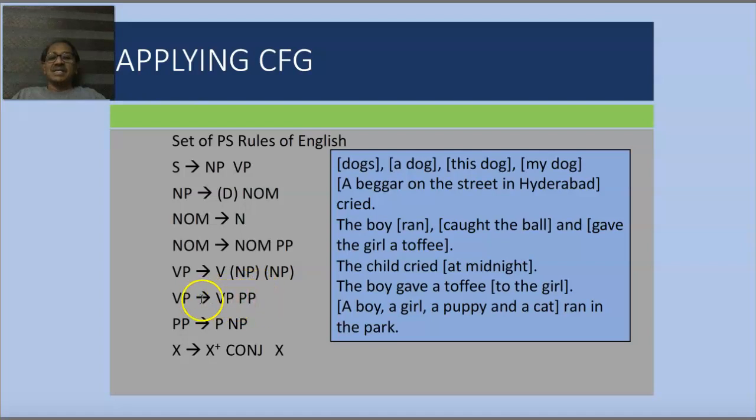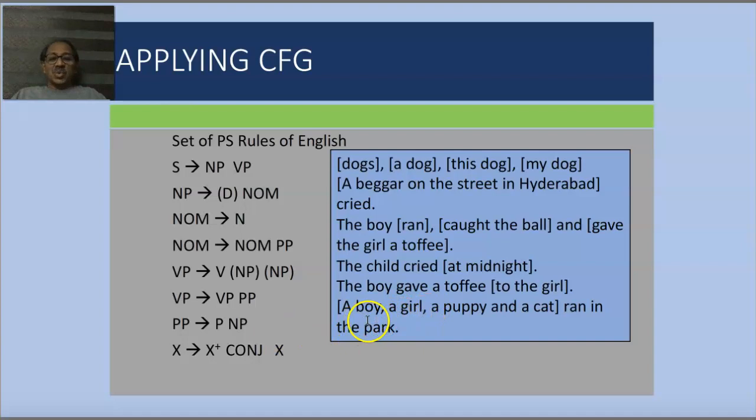And we're calling it, we have the rule VP consists of VP and a PP. What's a PP? When we say a PP, to the girl or at midnight, what do we have? A noun phrase and a P. So a noun can also be a noun phrase. We have seen that. So a PP consists of a preposition and a noun phrase.